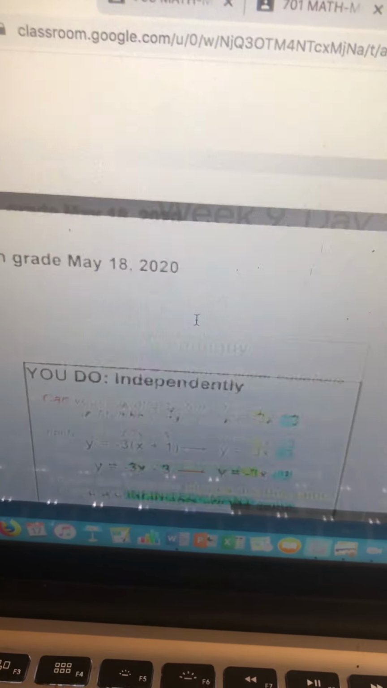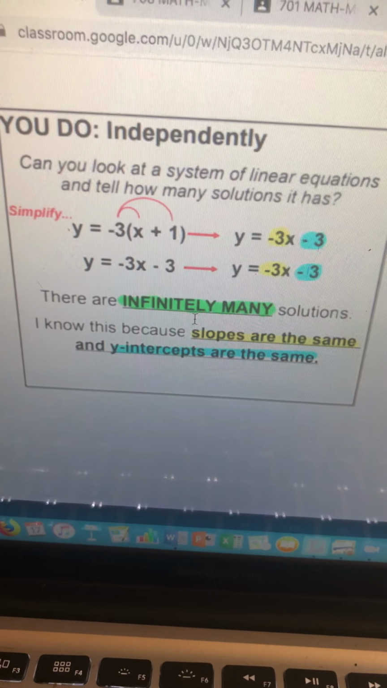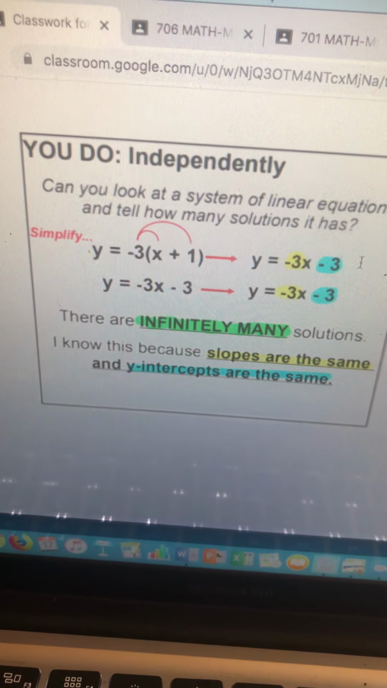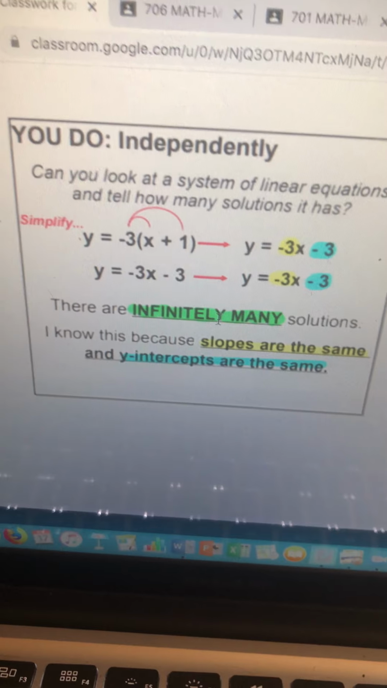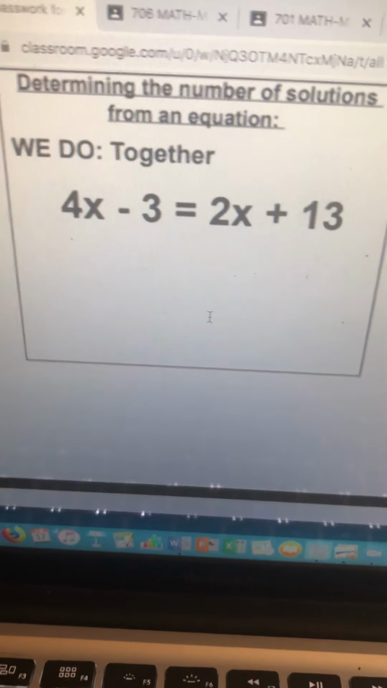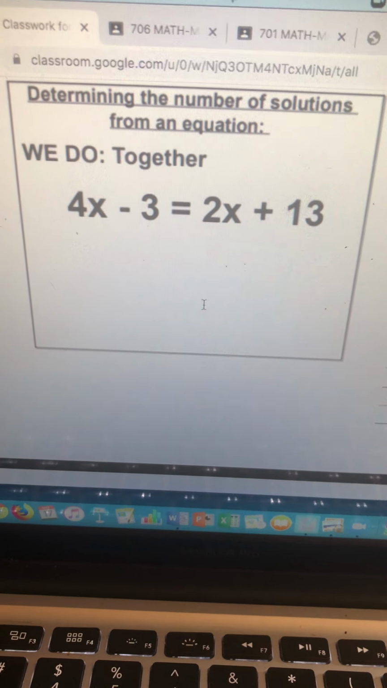Okay, and then I think there's a few more for you to try. Again, a distribution, causing the equations to be identical. So when they're the same slope, same y-intercept, there's infinitely many solutions. Okay, so this part should be pretty simple. We've already seen this. This is where sometimes it gets just a little more complicated, but not really.